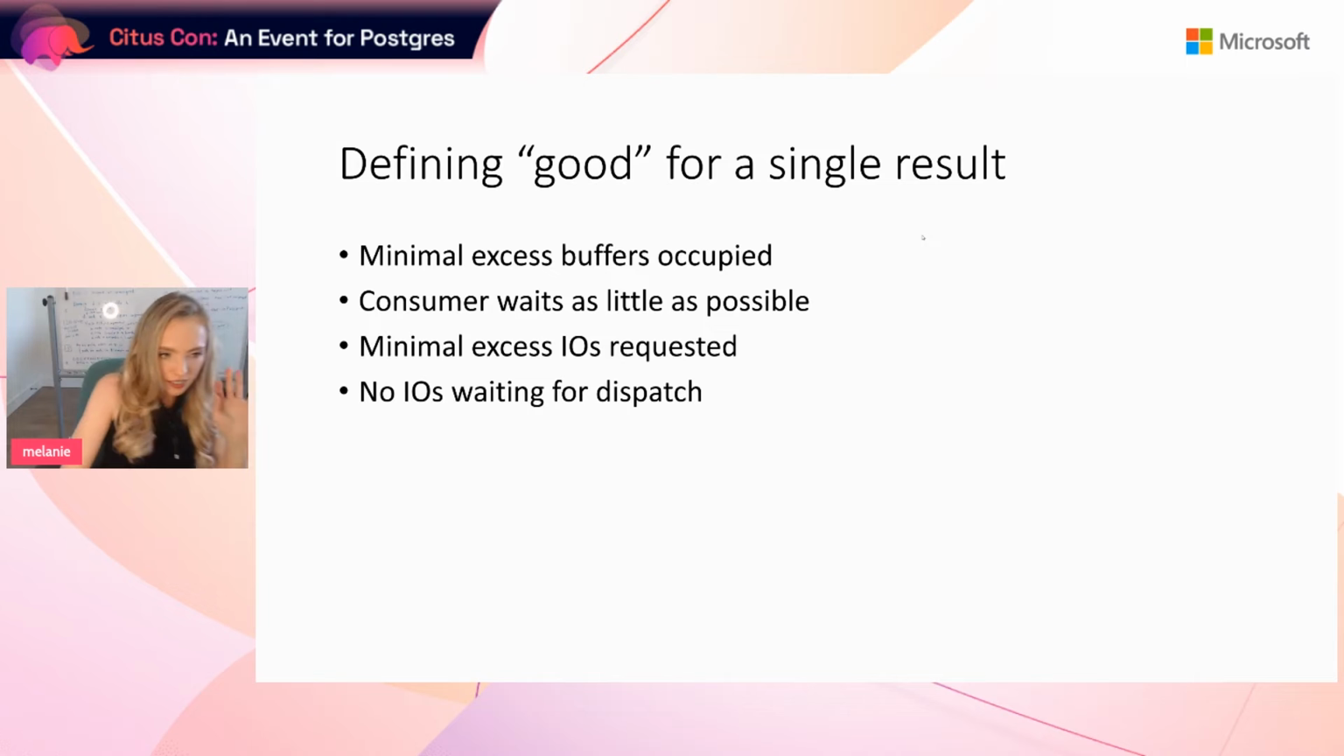As I said at the beginning, you want as few extra buffers occupied as possible. You want to use as little memory as you can if you don't have to, but you don't want the consumer to wait. You don't want to be waiting on IO, obviously. You also want to make sure that you're not requesting more IOs than you can consume, and that you don't have IOs waiting to be dispatched to storage if you have slow storage.